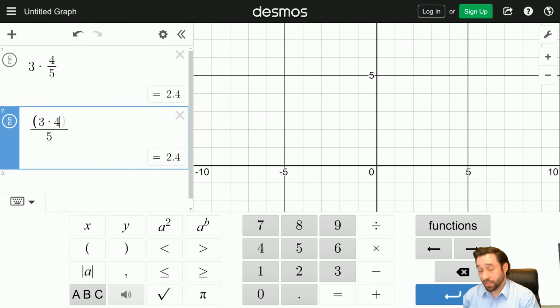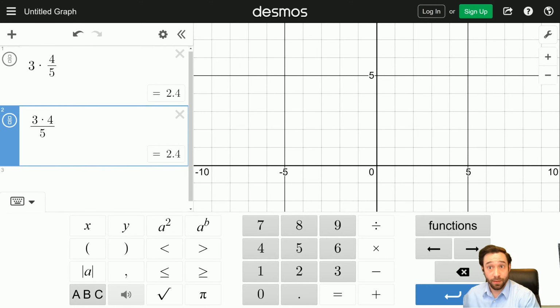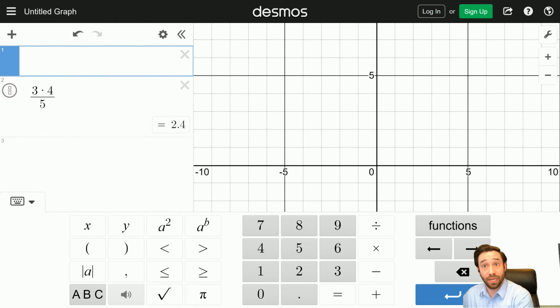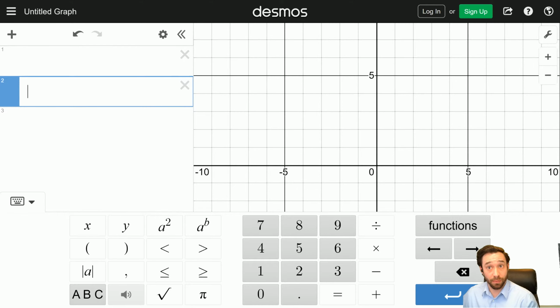So 3 times 4 on top divided by 5. This is what I'm looking for. Aesthetically, this looks like what it should be on my paper, hypothetically. This does not look the same. Technically, these are mathematically correct, but in order to make sure that everything matches up, this is the process that you need to do.